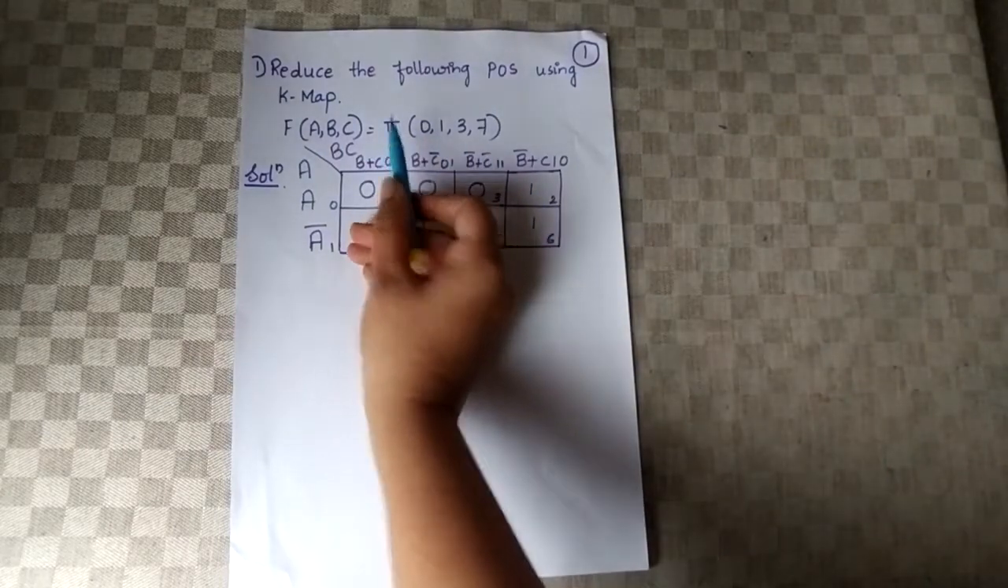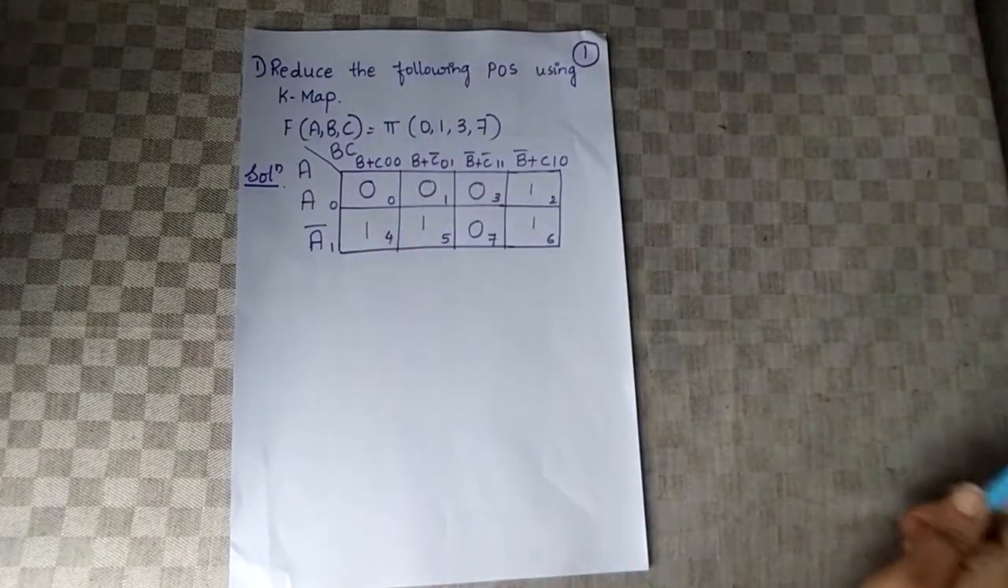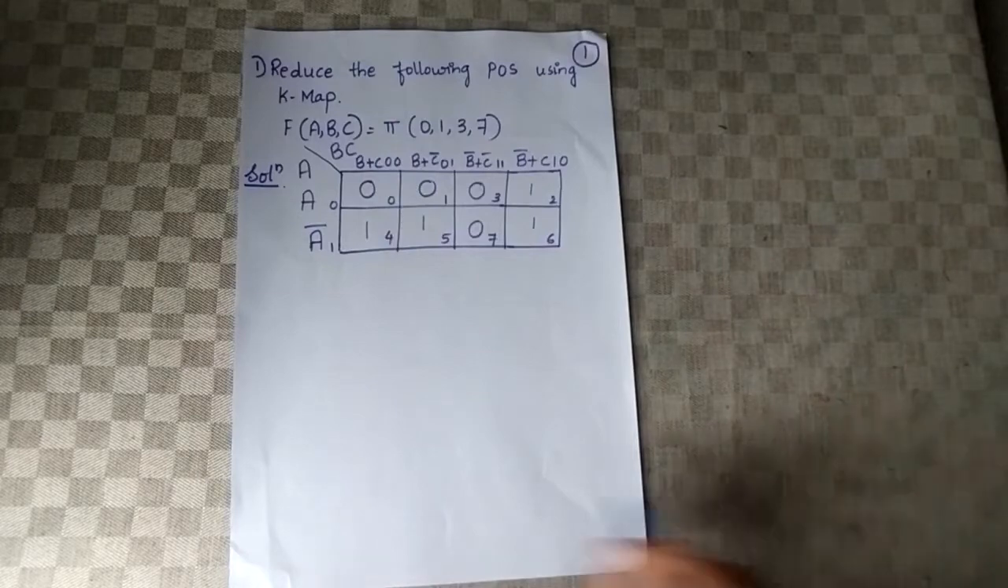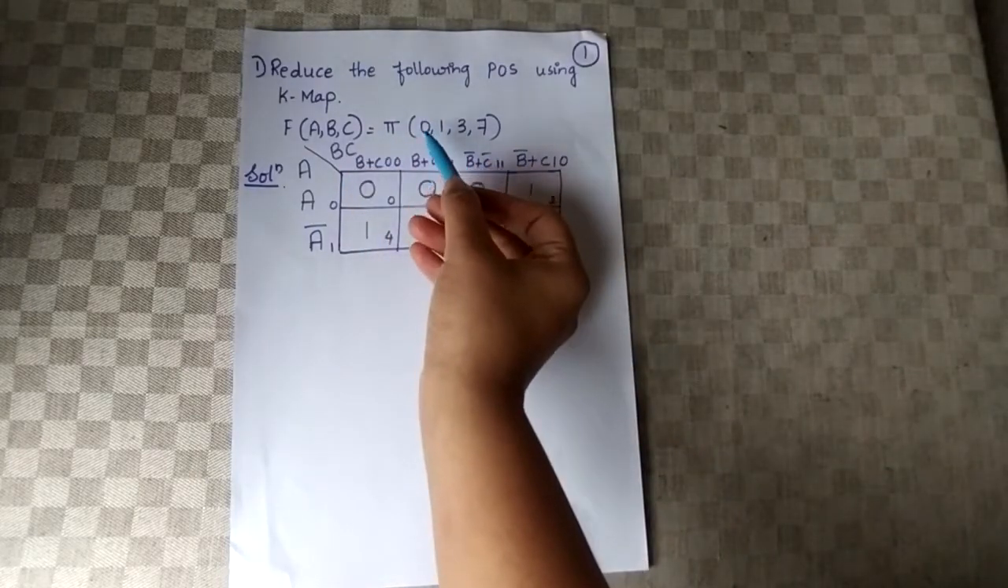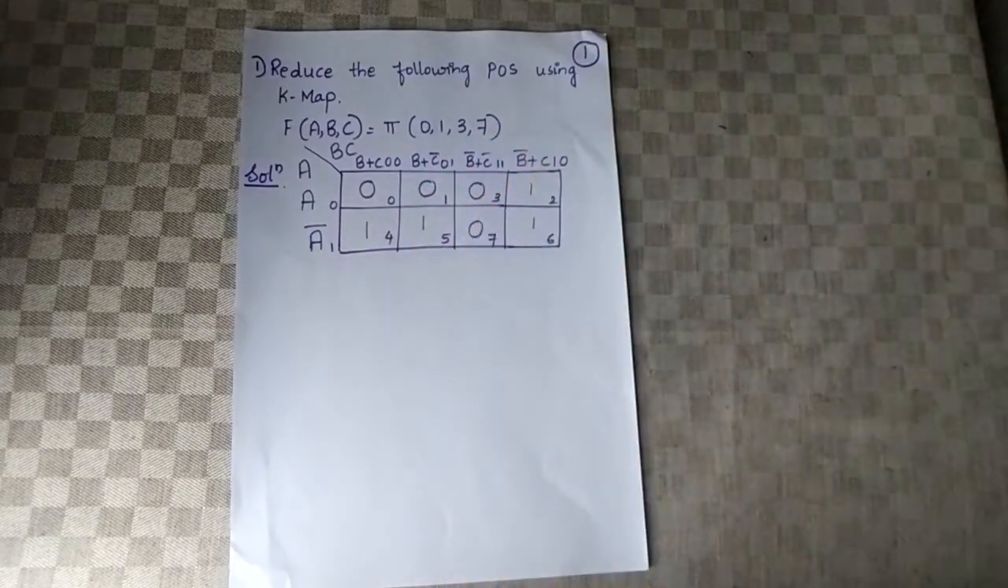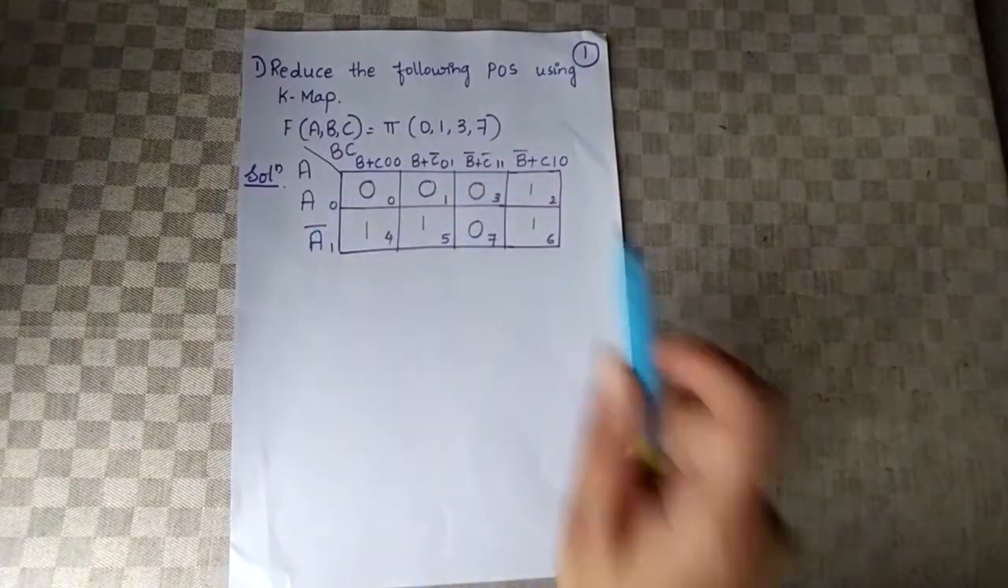I have used the symbol pi as I have said in my previous videos. When we are working with the max term, we will be using the symbol pi with the terms 0, 1, 3, 7. For the three variables, we will have a K-map with 8 blocks. Fine. Now here is the K-map.